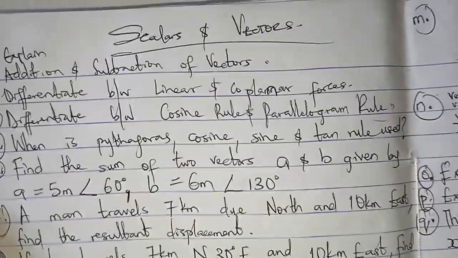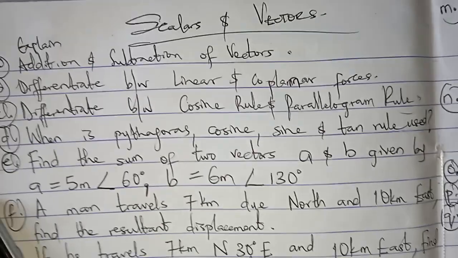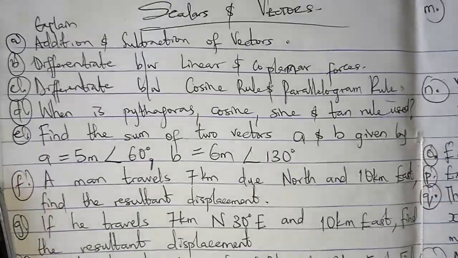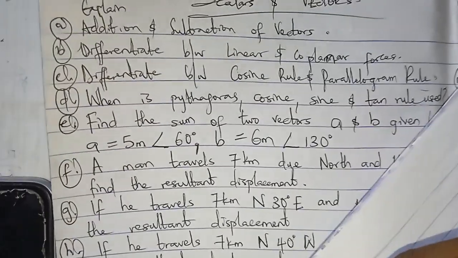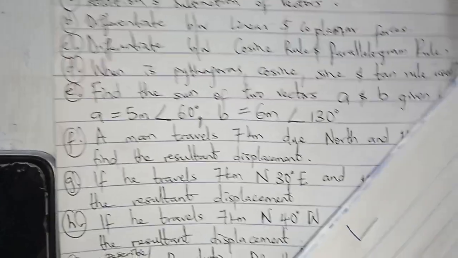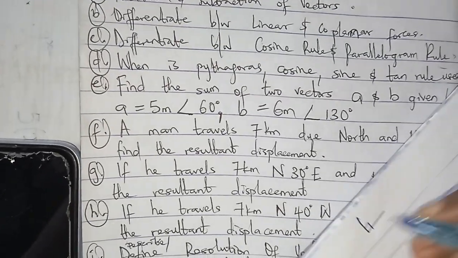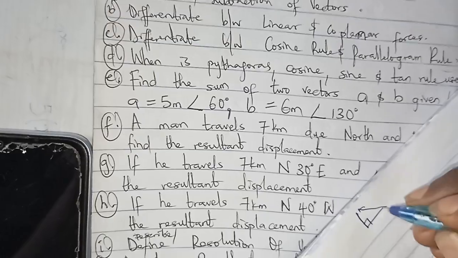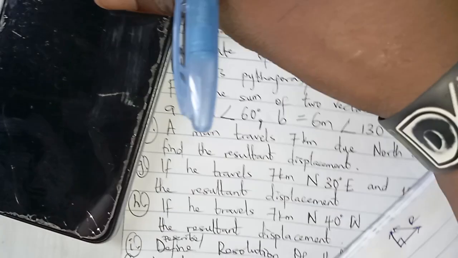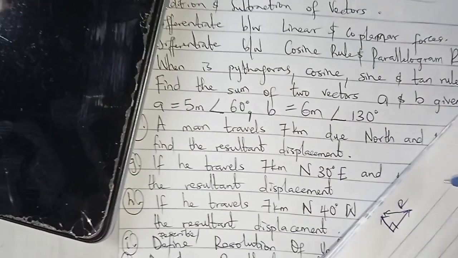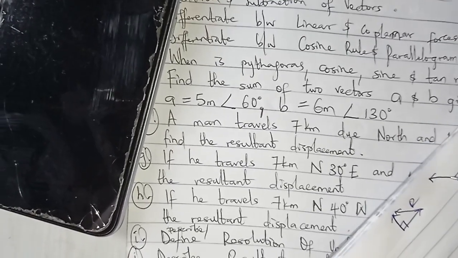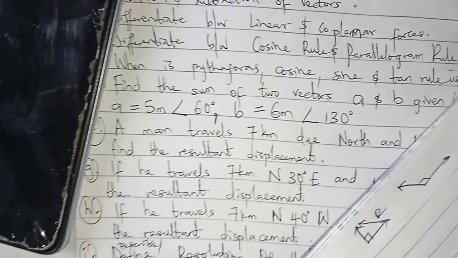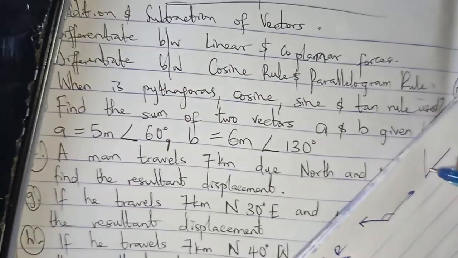So I normally tell my students that it's very simple. Maintain the use of Pythagoras when what you have is a right angle. Remember, you use Pythagoras when you have a 90 degrees angle, and what you use it to find is the resultant. The cosine rule you use when you have an angle above 90, an obtuse angle, or an angle less than 90, an acute angle.